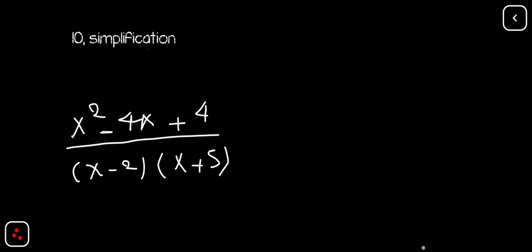Topic number 10 is simplification. In this type of question you have to simplify as much as possible. The question is x squared minus 4x plus 4 divided by x minus 2x plus 5. Here you can simplify the numerator. How can you do that? Using the previous method, you have to find two numbers that if you multiply them give this number, and if you add them give you this number.